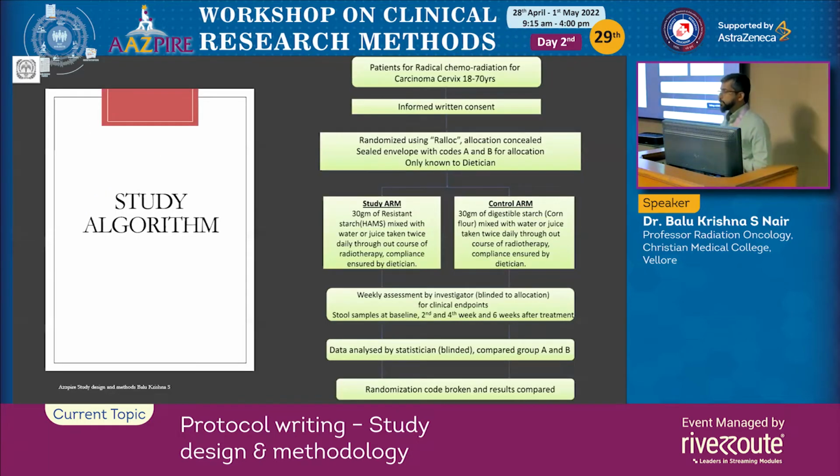Another important thing to add in any study, especially an interventional study, is an algorithm. A visual representation of what you are going to do is very important.